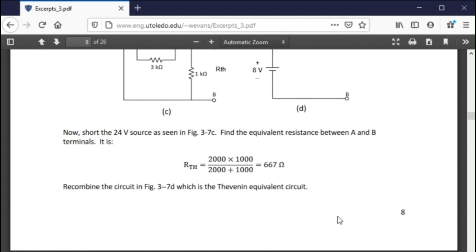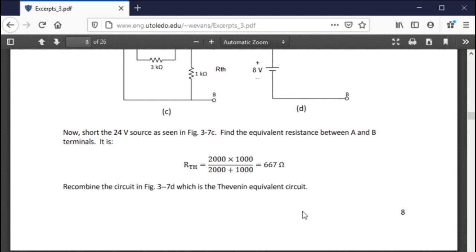So is there any rhyme or anything to how this works? Yes, there is theory behind this, but it's not really worth our while to go through and look at all the reasons why Thevenin works. It does work, and there are enough problems here that you could go back and work some of them.